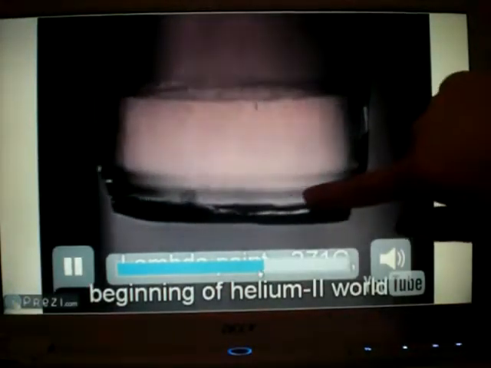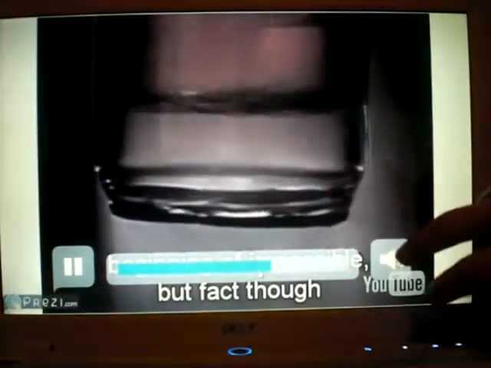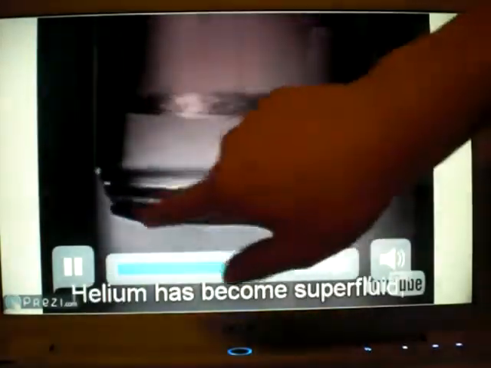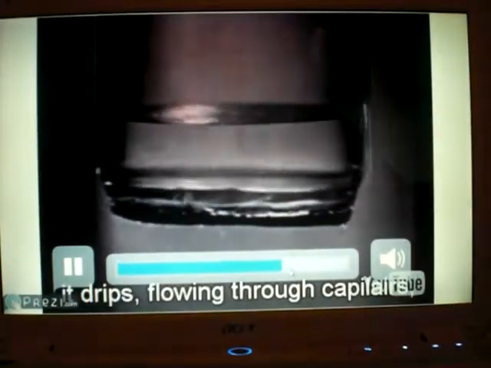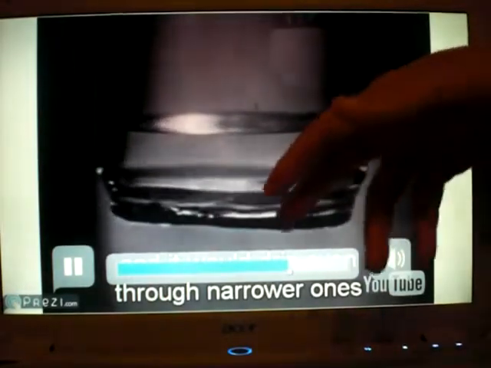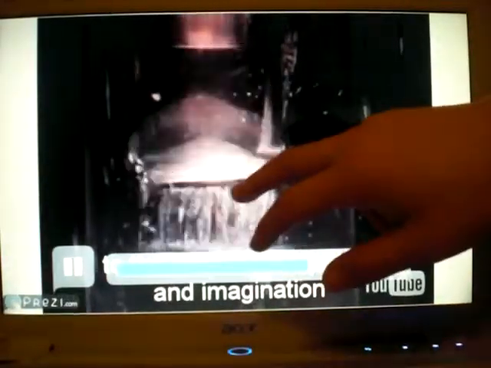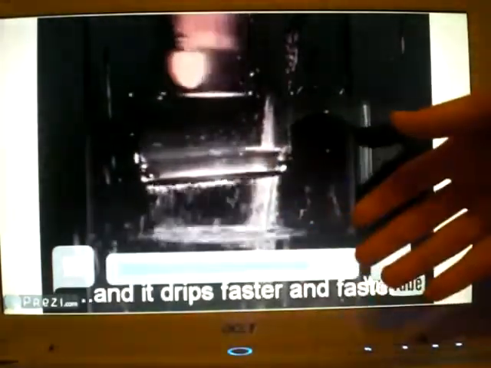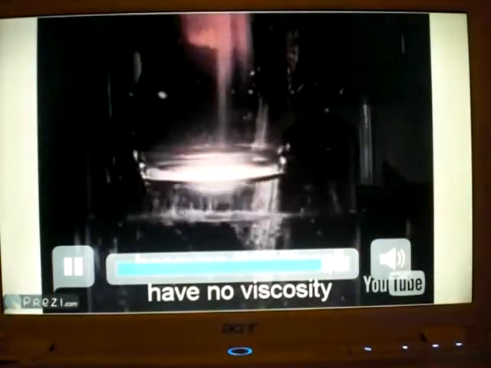Alright, so this is before, this is after it's liquefied into liquid helium. You'll begin to notice that before it didn't drip, but now it is dripping. This is because of the zero viscosity of helium. There are tiny gaps here. Now if you see here, obviously there's a lot flowing through, which is one of the wonders of liquid helium.